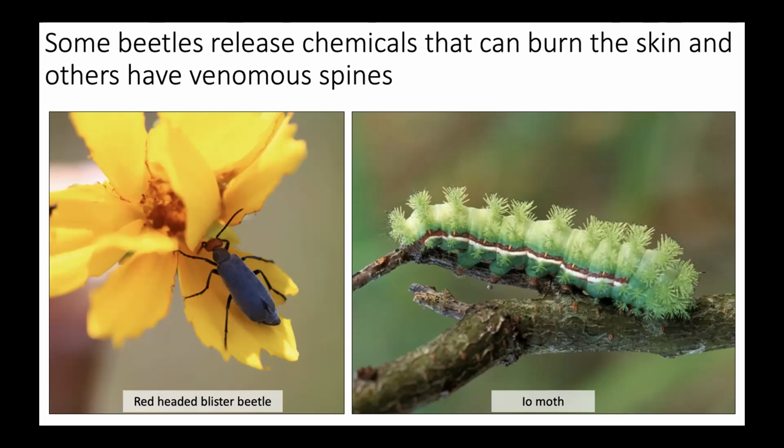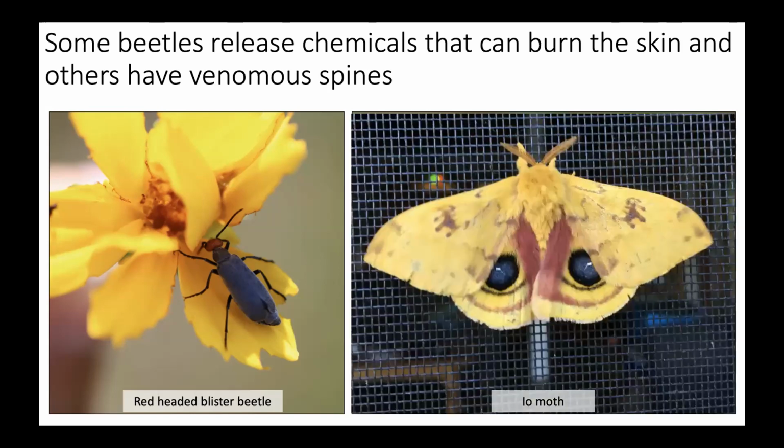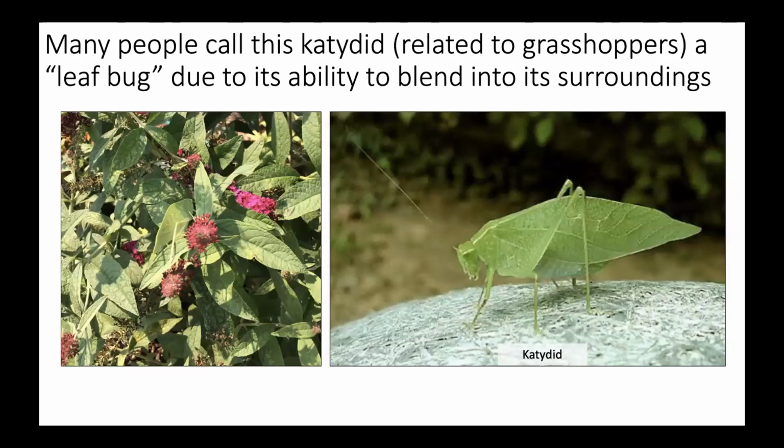This IO moth, as a larva, has these really pretty spines, but as an adult, it's harmless, and it's this pretty moth with these big eye spots. Some people will tell me they saw a leaf bug, and this is actually a katydid, so it's related to a grasshopper, but it's very camouflaged, so you would not be able to see it there. I don't know if you can see it in this picture, but that's what that is.